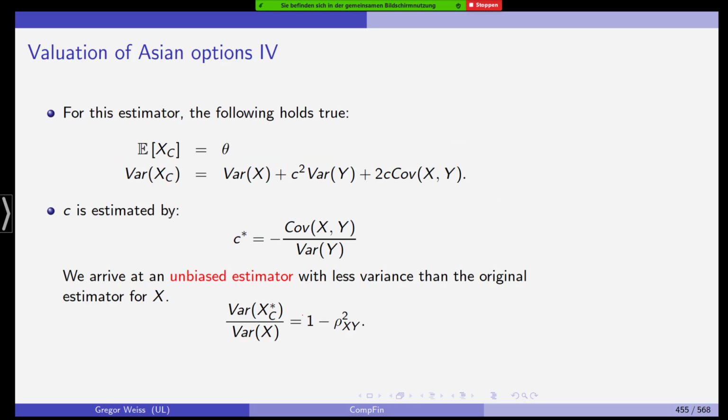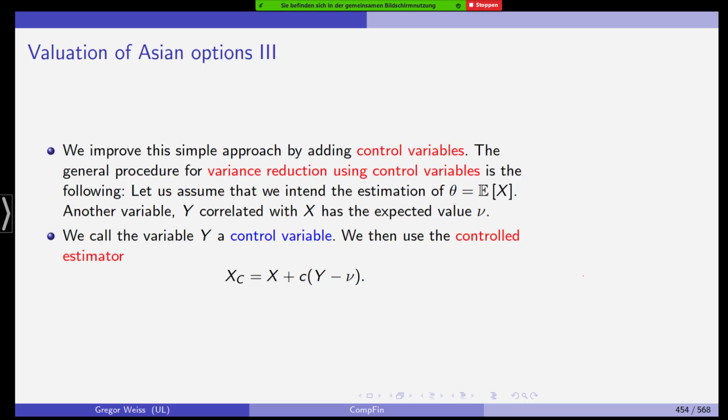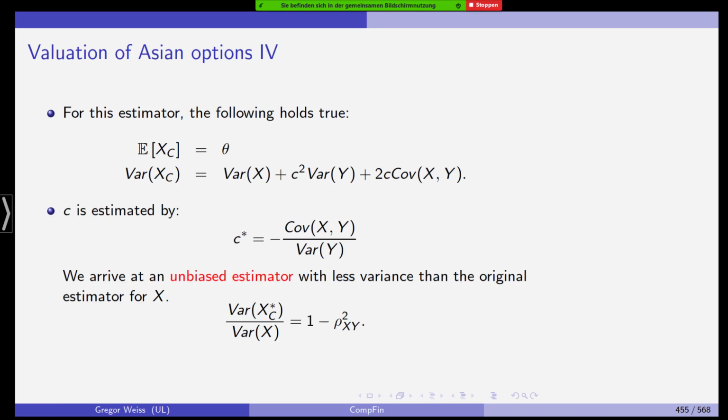Okay. Now, why should we use xc instead of an estimator for x? Well, actually, the expected value of xc is theta. So yes, if we want to estimate theta, then we can also use xc and estimate xc. Same expected value. But the variance of xc is the variance of x plus c squared times the variance of y plus 2 times c times the covariance of x and y. And c is now estimated by taking the negative of the covariance divided by the variance.